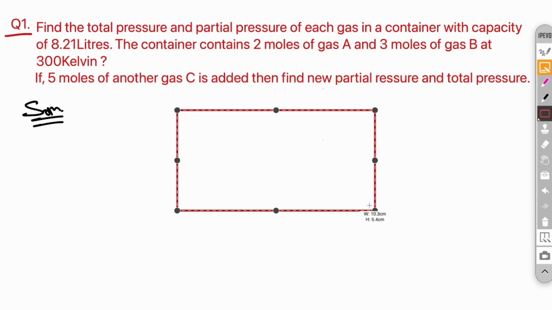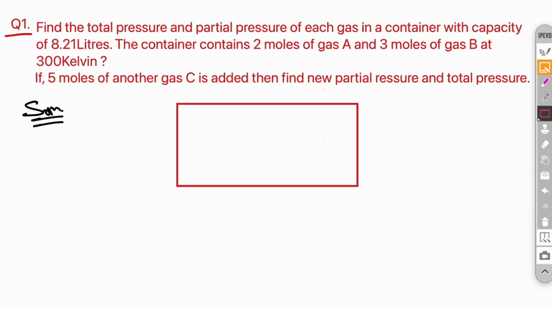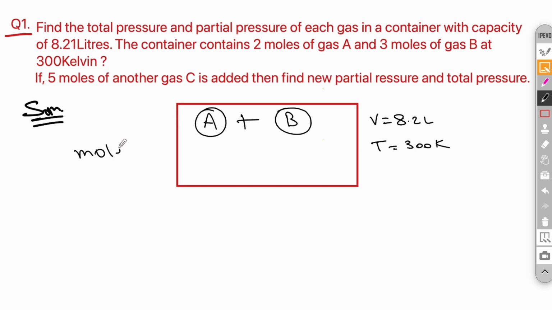So first we'll draw the container. Here the container contains gas A and gas B. Also the volume given is 8.21 liters and the temperature is 300 Kelvin. The moles of each of these gases are given, that are 2 moles and 3 moles respectively, right? We have to find the total pressure and partial pressure.